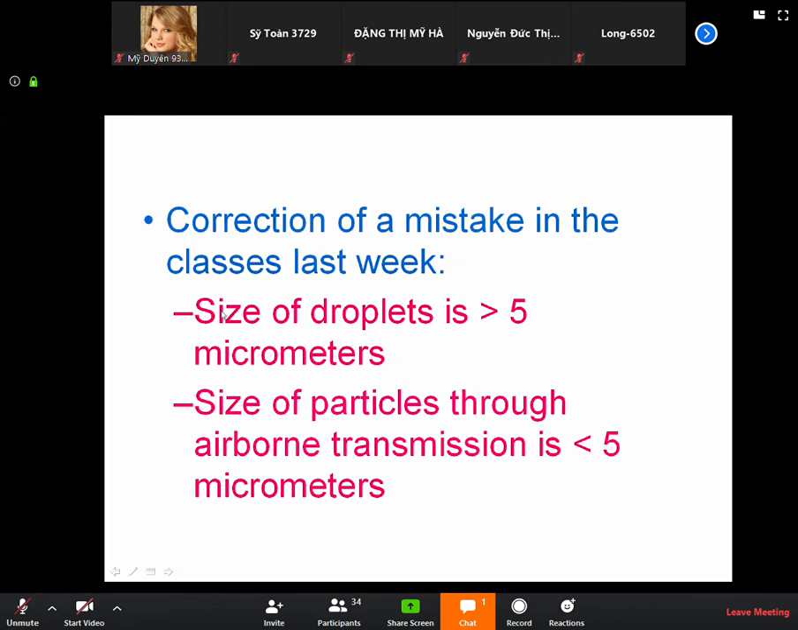The size of droplets, remember droplets, is more than 5 micrometers. In the class, I was wrong, and I told you 0.5. No, it's 5. So please correct this from the classes last week, okay? Because that was wrong. Droplet size is more than 5 micrometers. I'm very sorry for this. That was my mistake. So we can correct it.